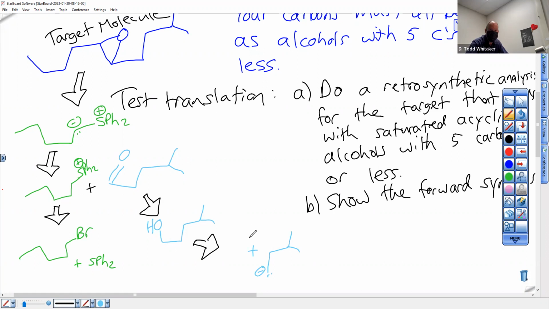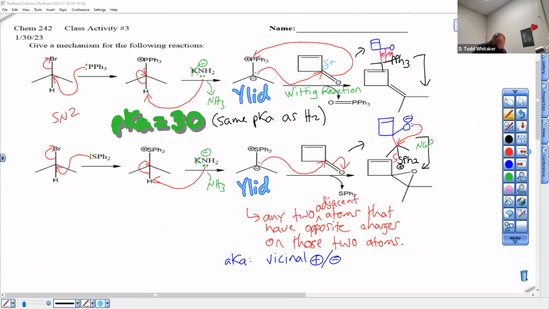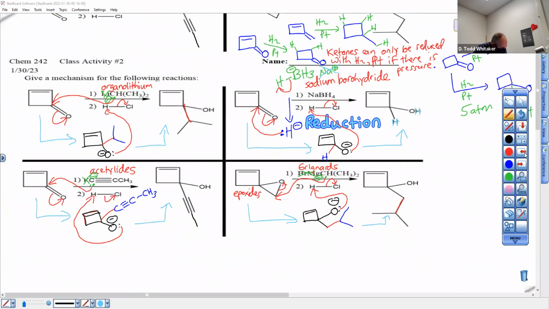Epoxide has a minimum of 2 carbons. I got to go back to the start of my day, clearly. Let's see. There it is.